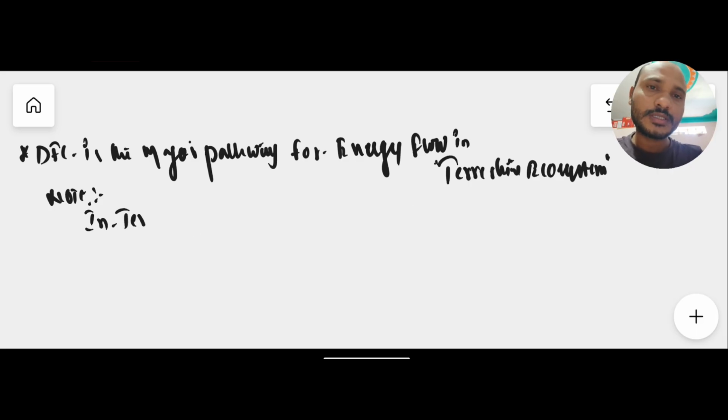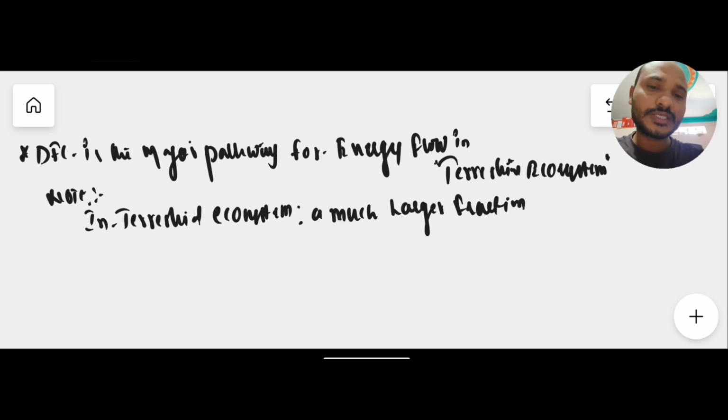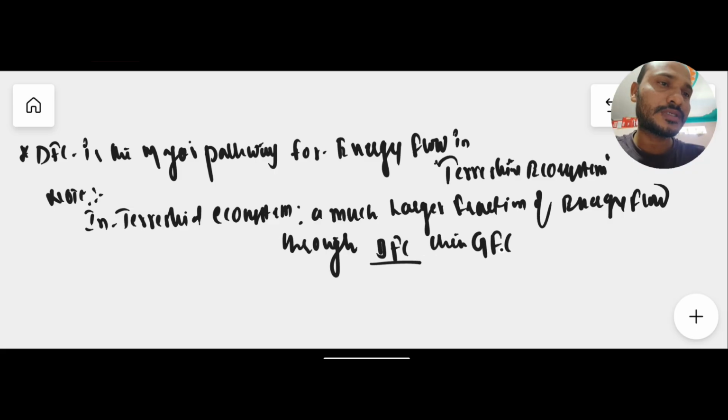In a terrestrial ecosystem, a much larger fraction of energy flows through the DFC than the GFC. Just now we discussed the GFC. In an aquatic ecosystem, a much larger fraction of energy flows through the GFC than the DFC. But in a terrestrial ecosystem, a larger fraction of energy flows through the DFC than the GFC. That is the major difference between GFC and DFC. And here we will discuss how this detritus food chain occurs.